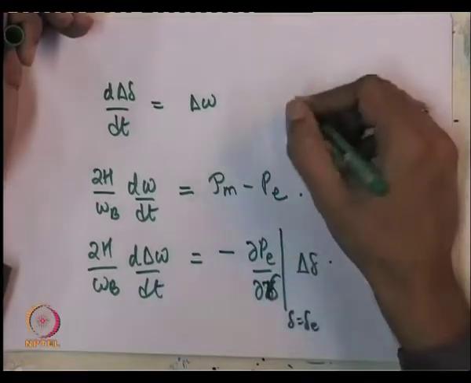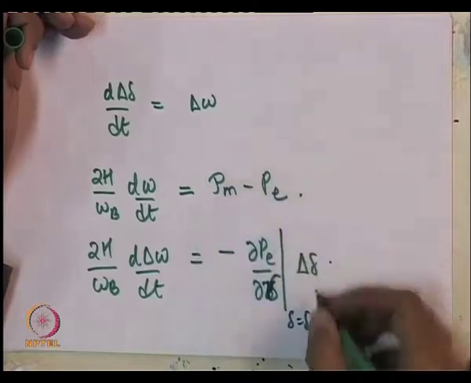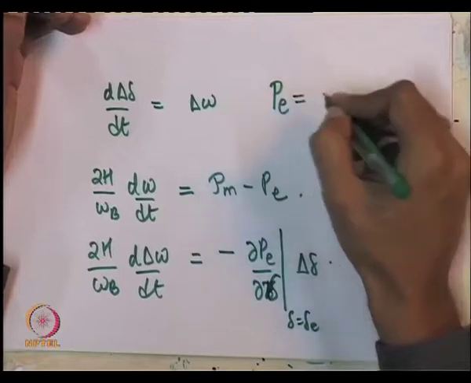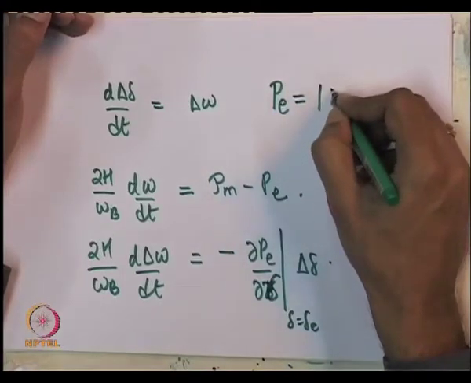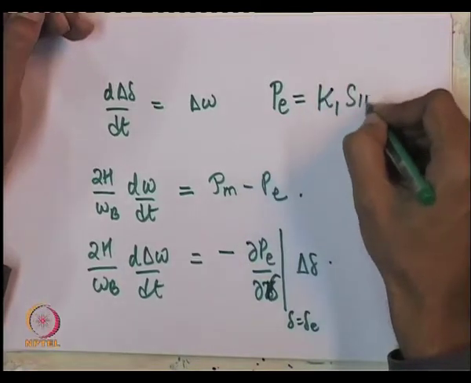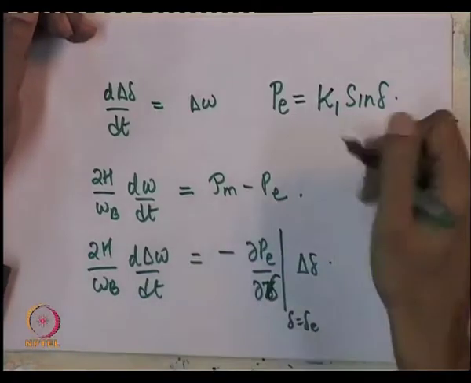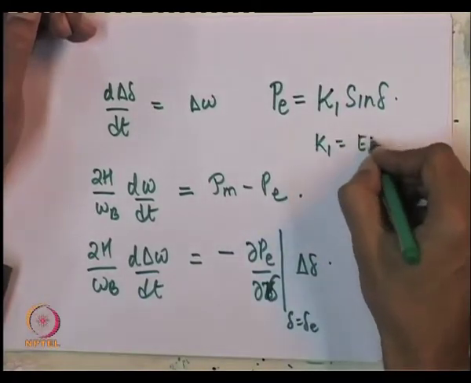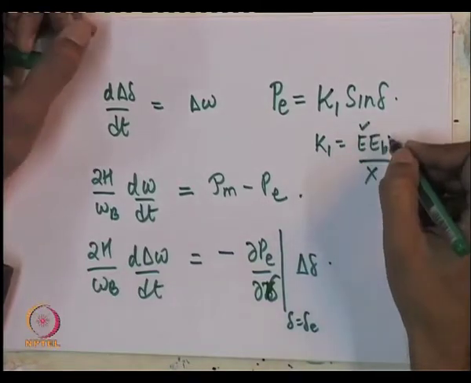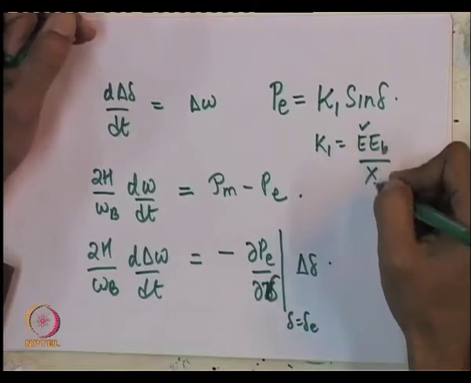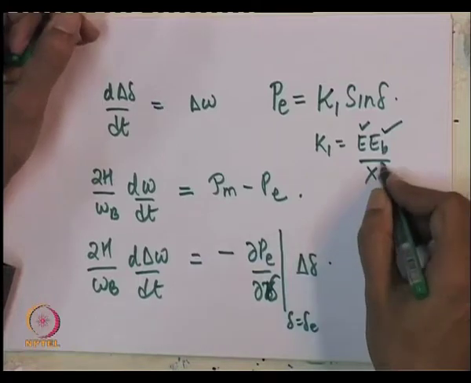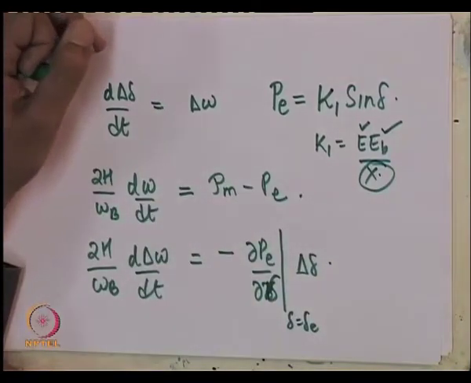Now, typically P is only a function of delta. So, that is why I have only shown the partial derivative with respect to delta. For a very simplified model of a power system, P is proportional to, I will call this K1, into sin delta, where this K1 for a single machine infinite bus will be E Eb by x, where E is the internal voltage of the synchronous machine behind the transient reactance, Eb is the infinite bus voltage, x is the cumulative reactance which includes the transient reactance of the generator.